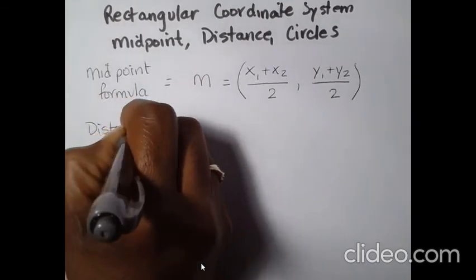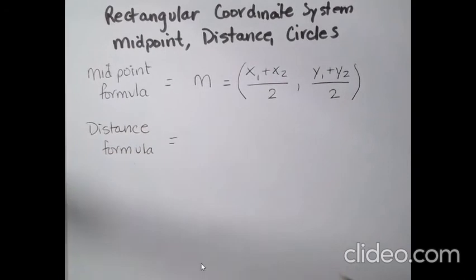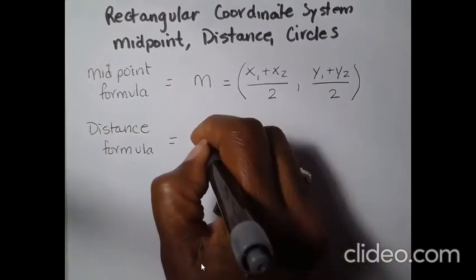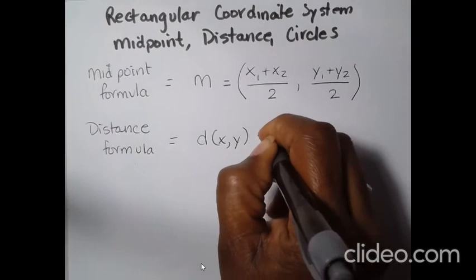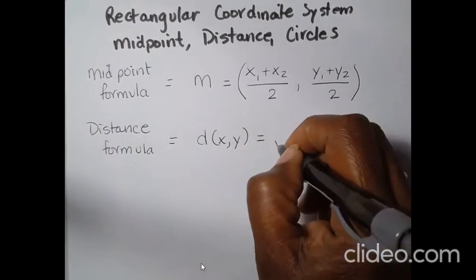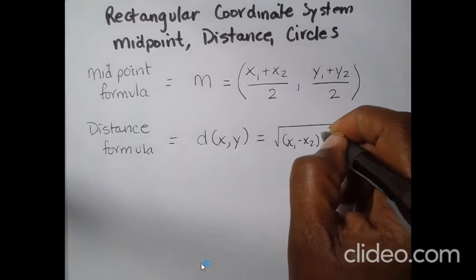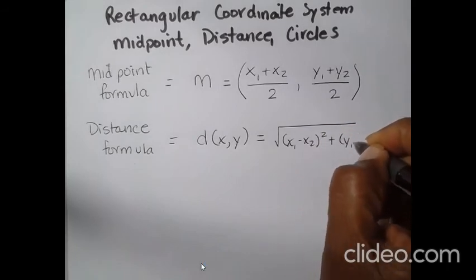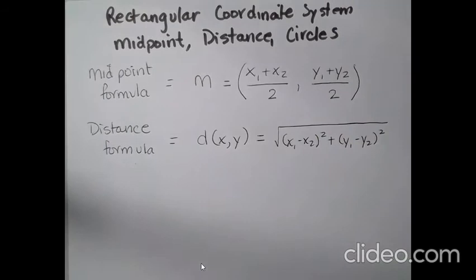When we are using the distance formula, let's put that in our notes too. The distance formula between 2 points: we've got x1 minus x2 squared plus y1 minus y2 squared, the square root of all of that. So that is the distance formula.